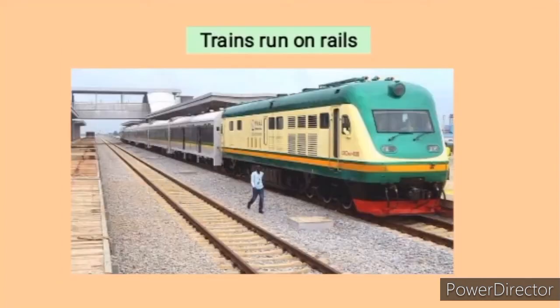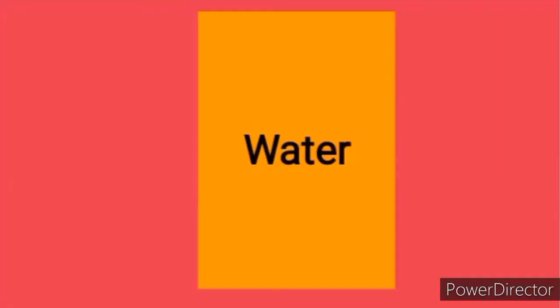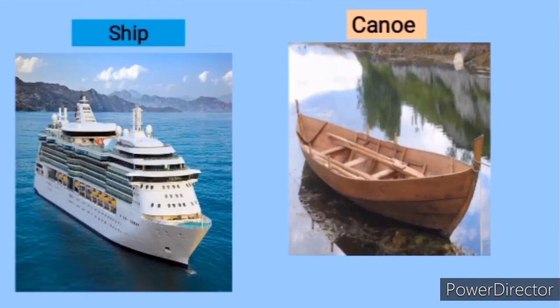We also have this which we use on land. It is trains. We use trains. It's just that we don't use them on the road. We construct rails on our lands that the trains can move on. So those are the new ways of moving people and goods from one place to another on land. Now let's look at the new ways of moving people and goods on water. Now we have ships and canoes.